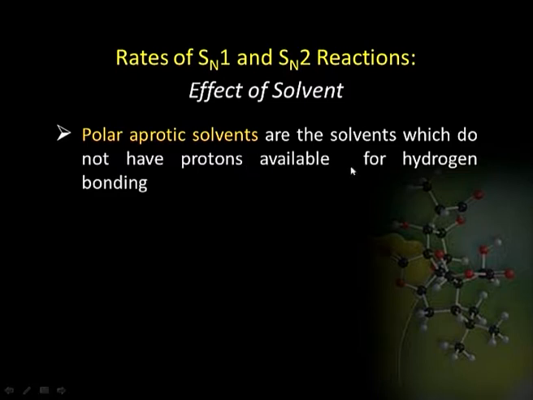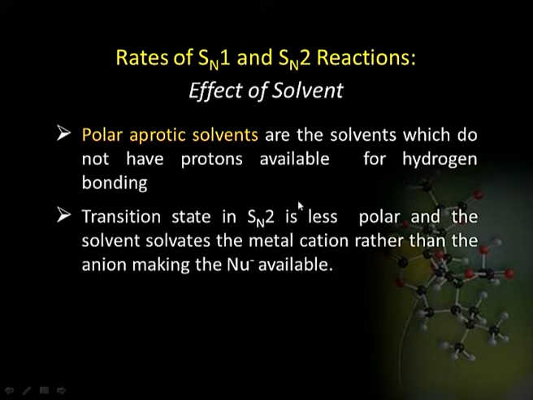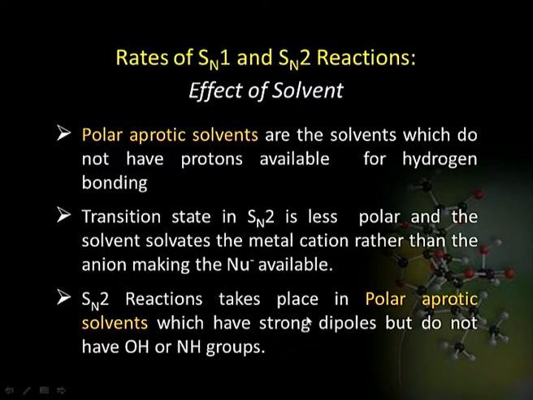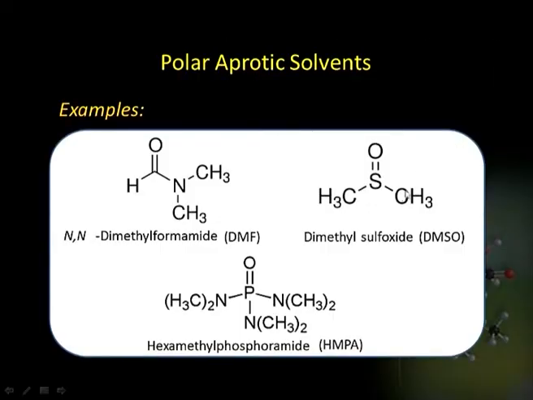Polar aprotic solvents are the solvents which do not have protons available for hydrogen bonding, and the transition state in SN2 is less polar, and the solvent solvates the metal cation rather than the anion, making the nucleophile available. SN2 reactions take place in polar aprotic solvents which have strong dipoles but do not have hydroxide or NH groups. Some examples of polar aprotic solvents are DMF, DMSO, and HMPA.